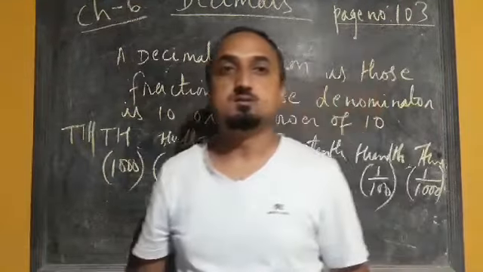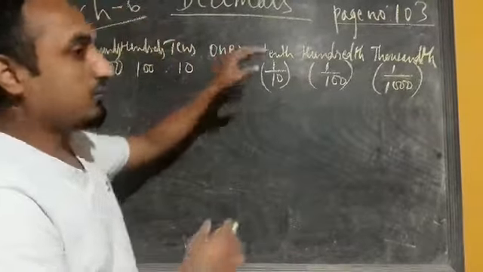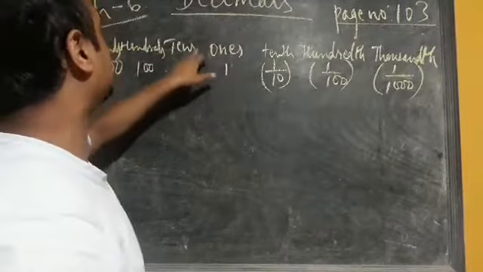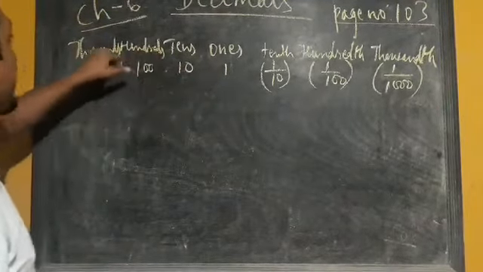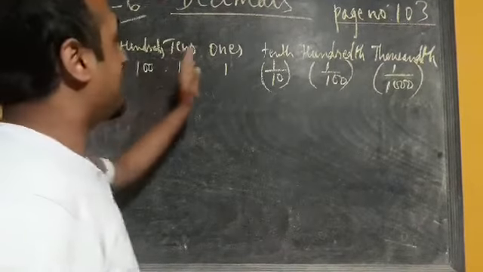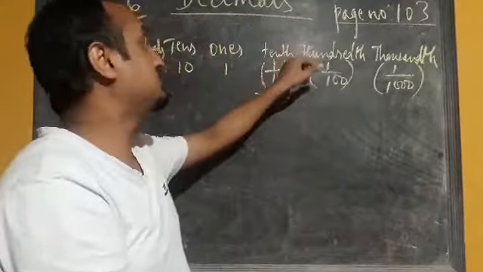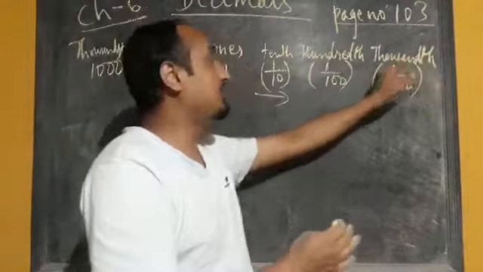Once again, we already know the place value. In place of ones, we have 1. In place of tens, we have 10. In hundreds, we have 100. In the thousands place, we have 1000. But if you move to the right-hand side, we have tenth. Tenth means 1 by 10. Hundredth means 1 by 100. Thousandth means 1 by 1000.